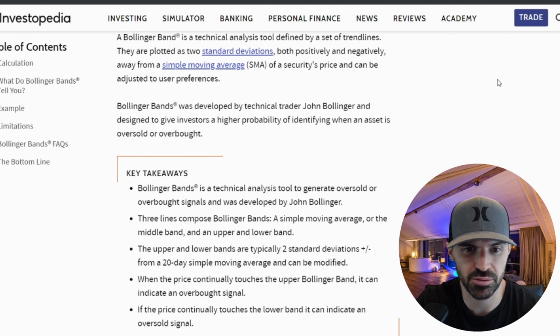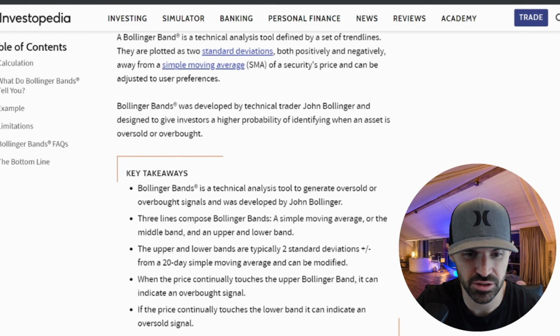Bollinger Bands was developed by technical trader John Bollinger and designed to give investors a high probability of identifying when an asset is oversold or overbought. So the key takeaways here: Bollinger Bands is a technical analysis tool to generate oversold or overbought signals and was developed by John Bollinger. Three lines compose Bollinger Bands: a simple moving average, or the middle band, and an upper and lower band. The upper and lower bands are typically two standard deviations plus or minus from a 20-day simple moving average and can be modified.